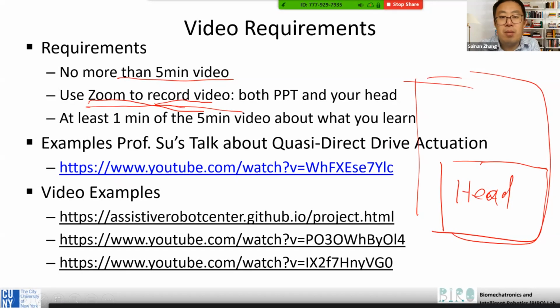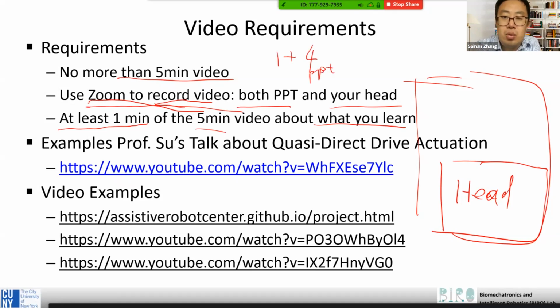We don't only want to see the slide, we also want to see students, right? Human-centered robotics, we want to see you. And we want you to talk for at least 1 minute out of this 5 minutes about what you have learned. Because Mr. Zhang sponsored this course, we want to use this opportunity to show him what you learned in this course. So basically, 1 minute about what you learned, and 4 minutes about the PPT, roughly in this way.